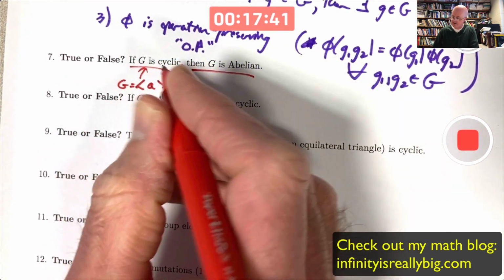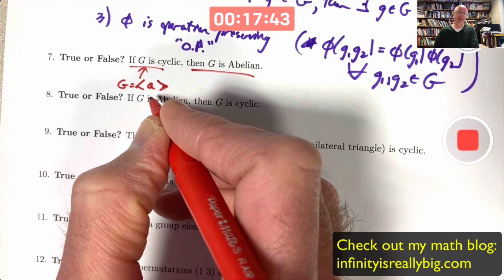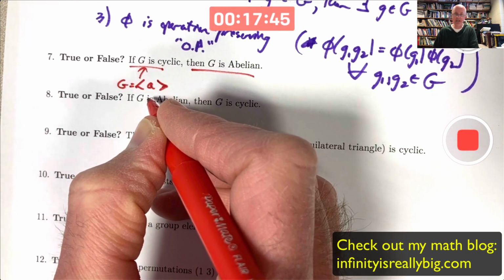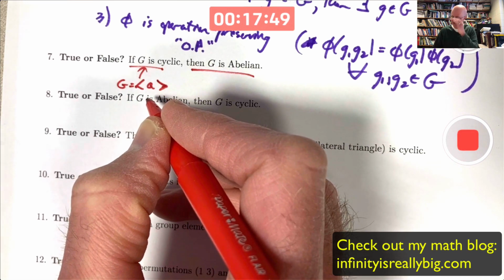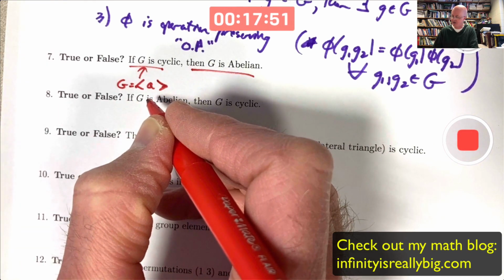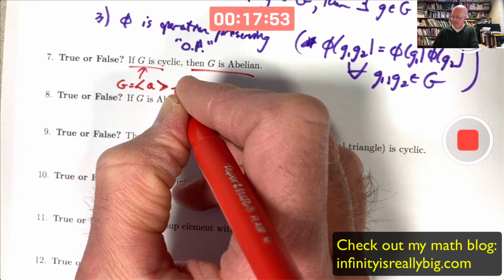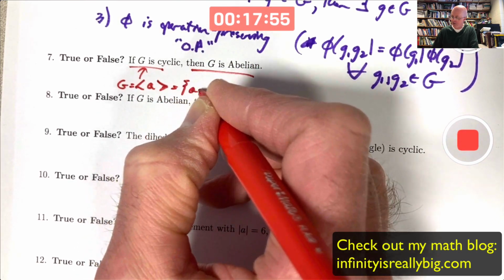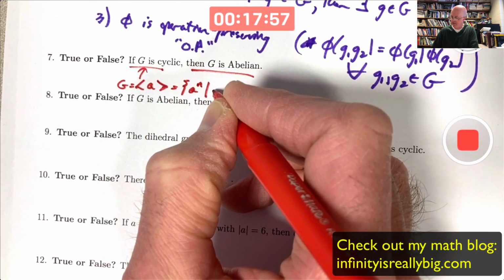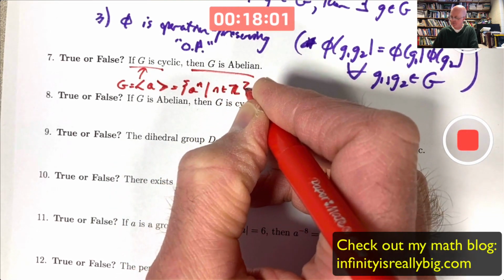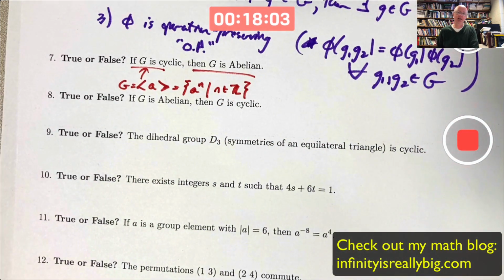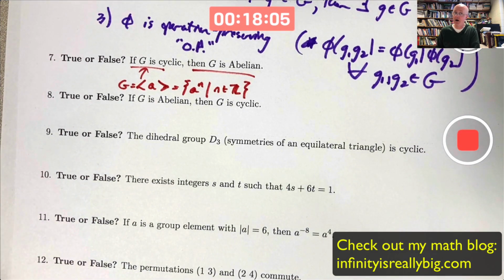G equals, what's this notation? This is the notation for the cyclic subgroup of G generated by A. Now, if you haven't gone far enough in your abstract algebra to know what that means, then this question wouldn't make sense. This is the set of all powers of A, as that power n ranges over the integers. And it is a fundamental fact that cyclic groups are abelian.